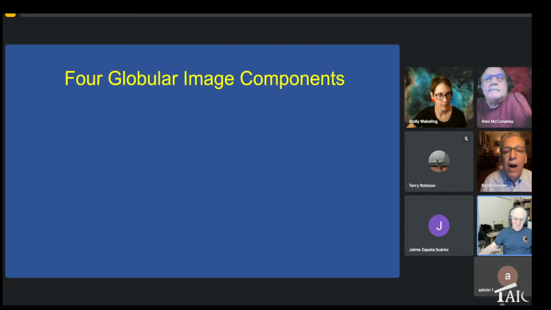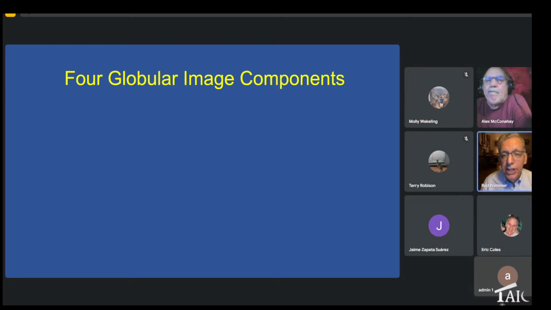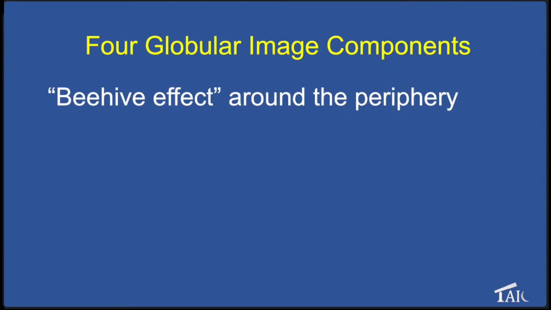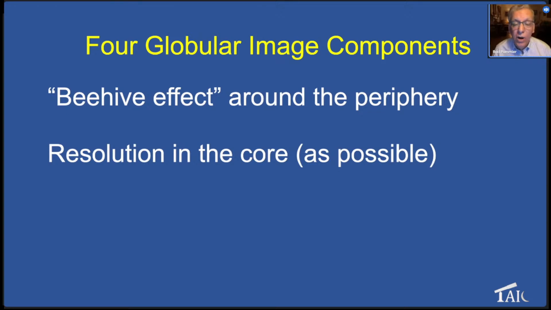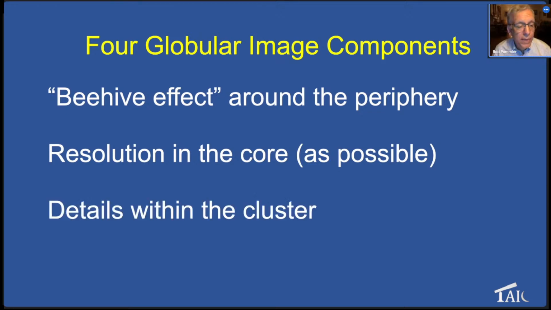So I think good globular cluster images should contain 4 components. One would be the beehive effect of these faint stars way out in the periphery away from the core of the globular cluster. We want to show that. We want to have resolution in the core, at least as much as possible. We want to bring out details within the cluster if we have examples of some of those things that I discussed in that earlier section. And lastly, as I said, they should be colorful. They shouldn't just be white blotches of spray paint on black velvet. So those are the 4 components that I want to bring out in globular star cluster images.